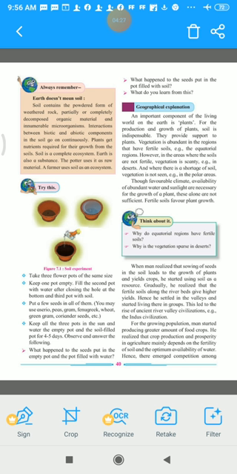Geographical explanation. An important component of the living world on the earth is plants. So what is the important component of the living world on the earth? Plants. For the production and growth of plants, soil is indispensable. Indispensable means absolutely necessary. Soil is absolutely necessary for the growth and production of plants.